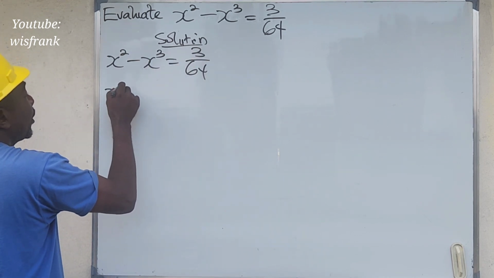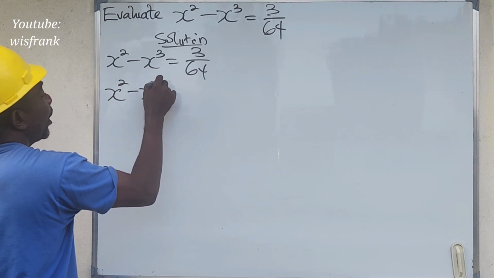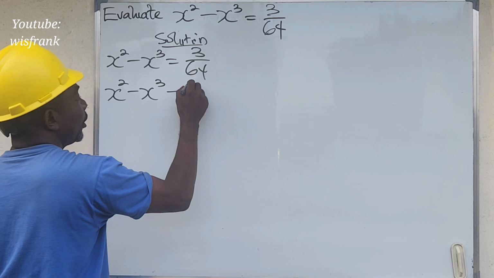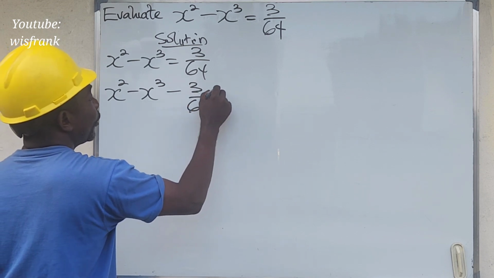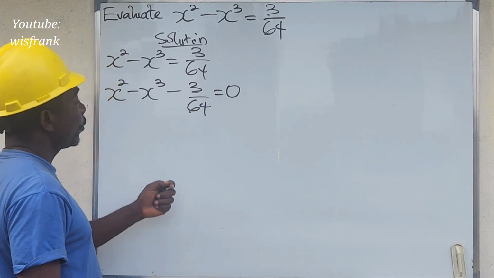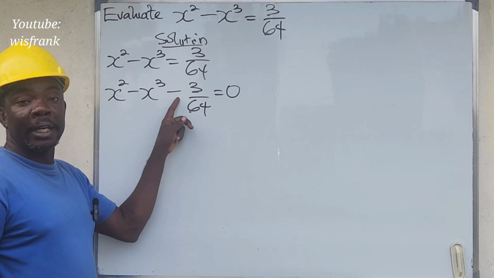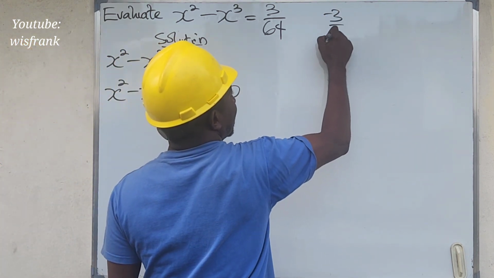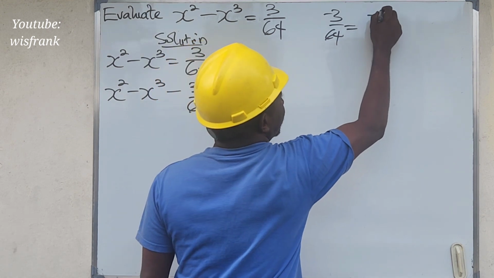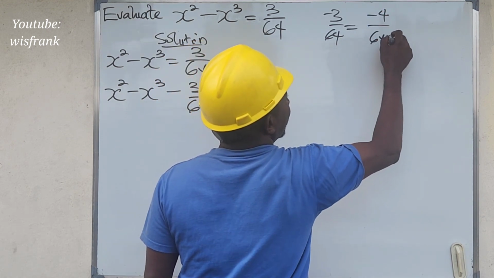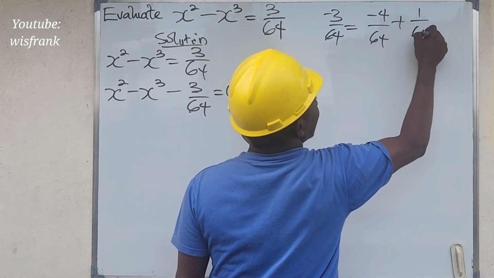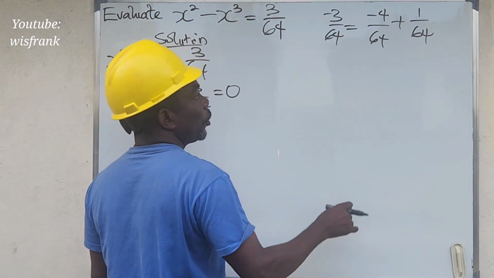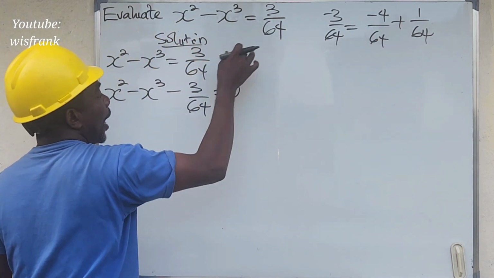So this will become x to the power of 2 minus x to the power of 3 minus, because this transposes to the other side, minus 3 all over 64 equals 0. So this minus 3 all over 64 can be written as minus 4 all over 64 plus 1 all over 64. So if you add this, it will give us this. So this is what we are going to add to this.